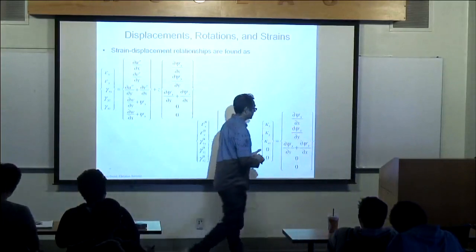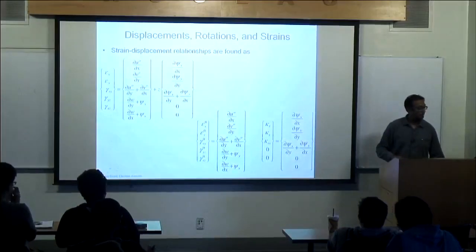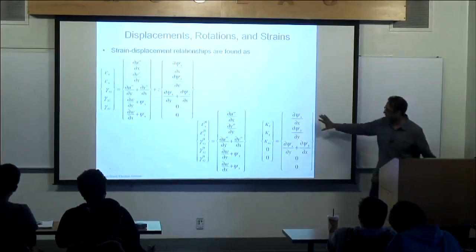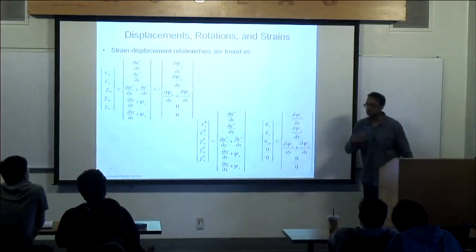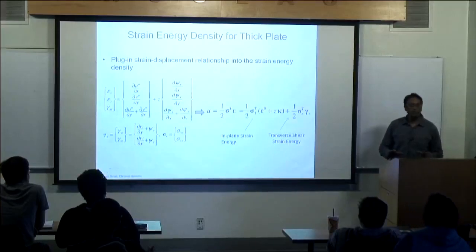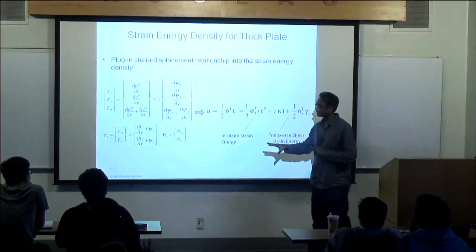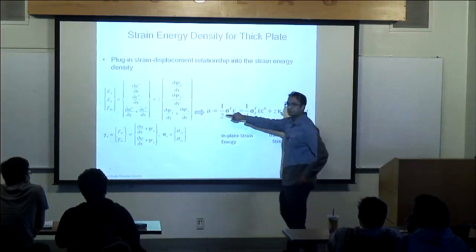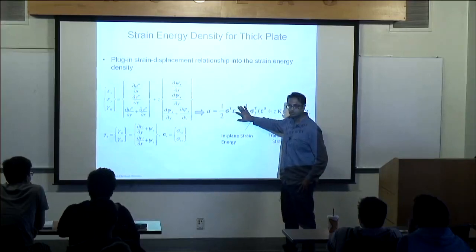All right. So these are the strain displacement relationships for a plate. I'm just reformatting everything a little bit so that it's cleaner. Okay. Let's plug this into the strain energy, and I'm going to go for the kill right now. So strain energy density is 1/2 sigma bold transpose epsilon bold.